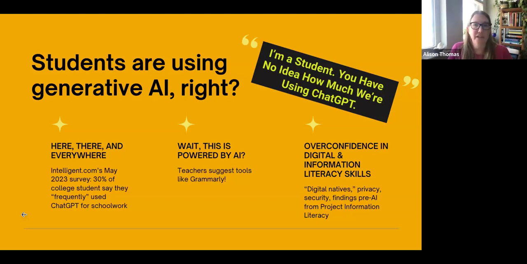The digital natives narrative, that our students are comfortable in digital spaces, is problematic for many reasons. And so those are some of the things that I think are important to contextualize about the landscape.